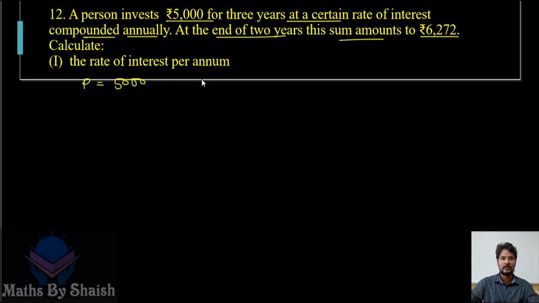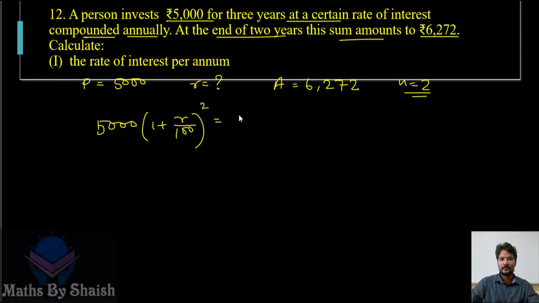For 3 years, we will talk about that, but a certain rate of interest, so R is missing, and amounts to, if we take N as 2 years, because it says at the end of 2 years, then this amount becomes 6,272. So we are going to simply use the formula for A, P times, that is 5,000 times 1 plus R over 100 to the power 2 equals 6,272, and that is 1 plus R over 100 to the power 2 equals 6,272 upon 5,000.